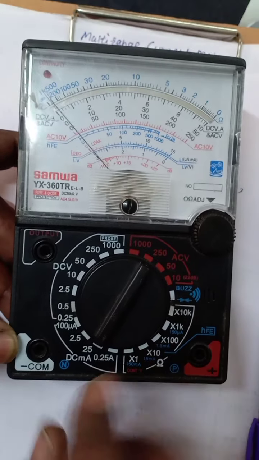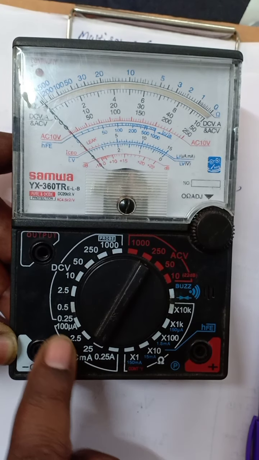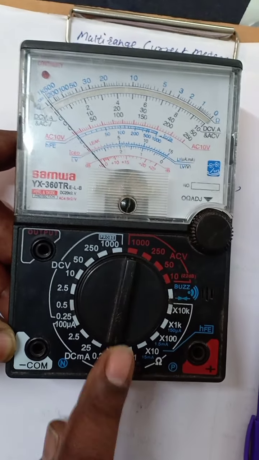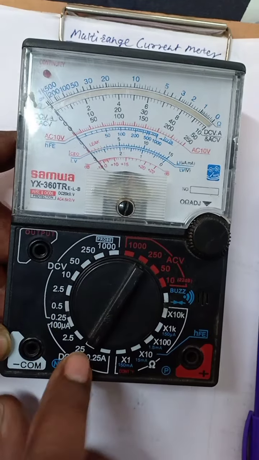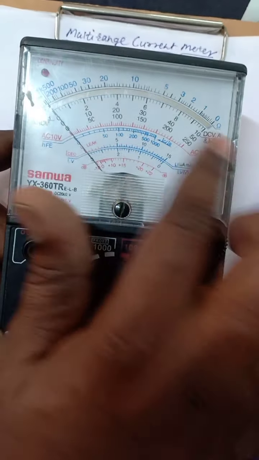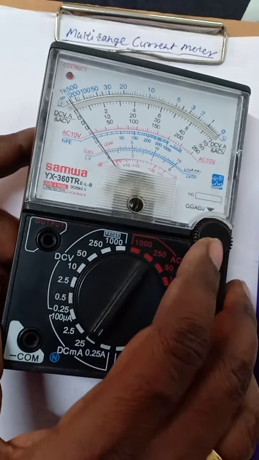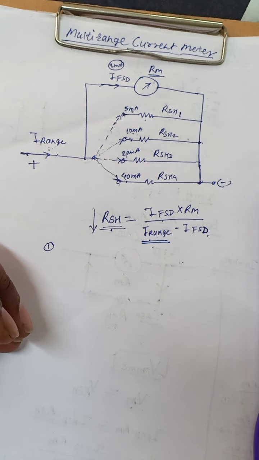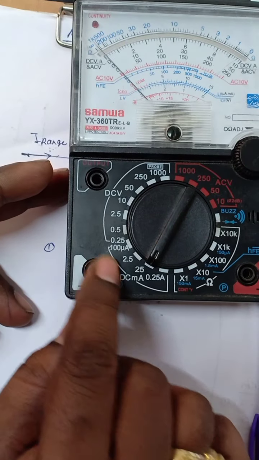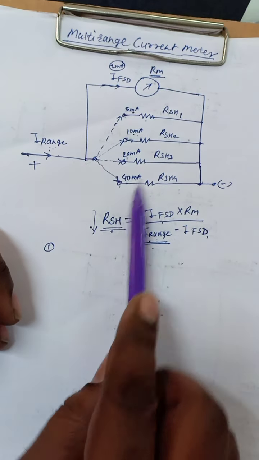So this is an analog multimeter. Here is the multi-range current meter range. You are going to select the range, and it indicates the applied current by using needle deflection, which is nothing but a PMMC. Here are the different current ranges, and like that here also there are different current ranges.